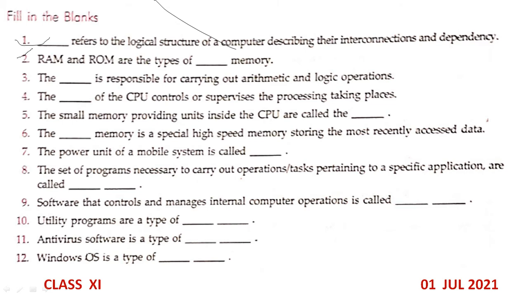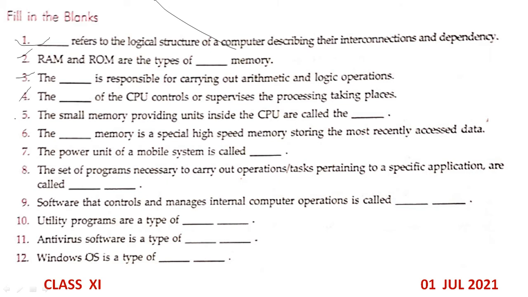Second one, RAM and ROM are the types of primary memory. Third one, the dash is responsible for carrying out arithmetic and logic operations. Arithmetic and logic unit. The dash of the CPU controls or supervises the processing that is taking place, that is control unit. The name itself is control there, control unit.